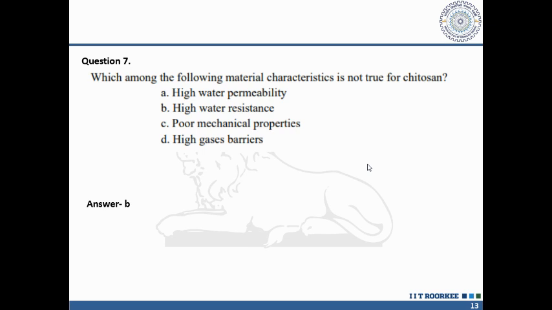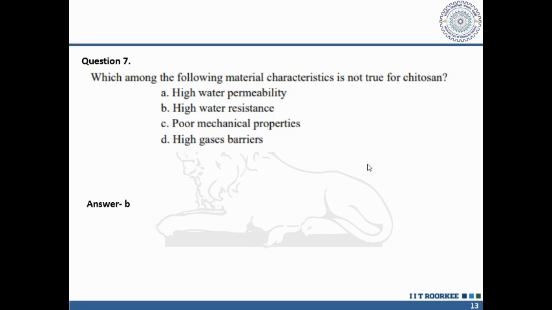Sometimes if your product has some nitrogen or carbon dioxide gas, it should not go outside either, otherwise your composition will be altered, which is not good for your product. And high water permeability means water is permeating. If I put some water here and it is going down, from one side to the other side, that is high water permeability.